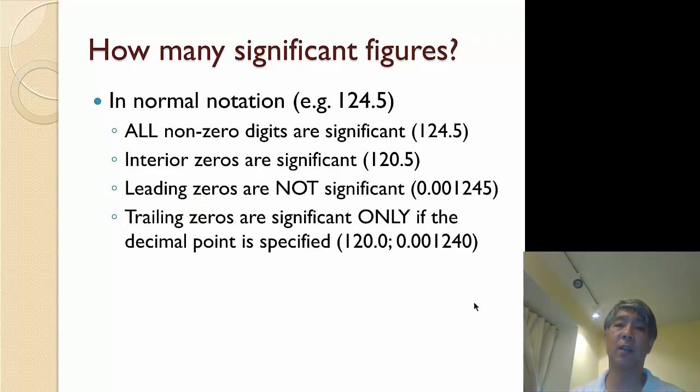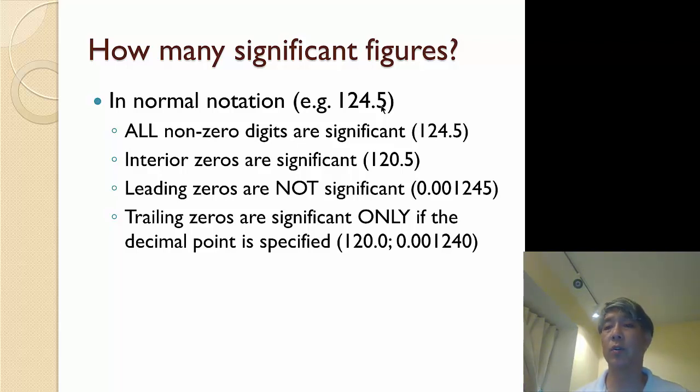So, calculating significant figures. How many significant figures are there in a number? It's pretty easy. You just count up all the digits. Okay, 124.5. Okay, there's 4 digits. Okay, you see them here. You have the 1, the 2, the 4, and the 5. Okay, 4 significant digits. Any non-zero number is going to be significant, and any zeros that are not leading zeros are going to be significant. So in 120.5, there's 4 digits, the zero's in the middle, that also has 4 significant digits.